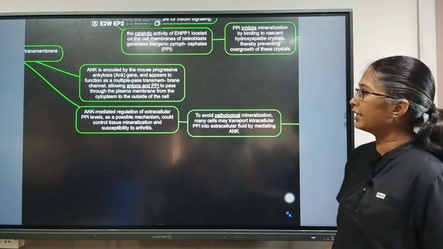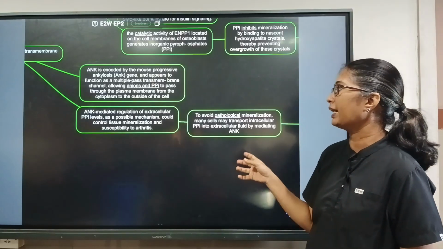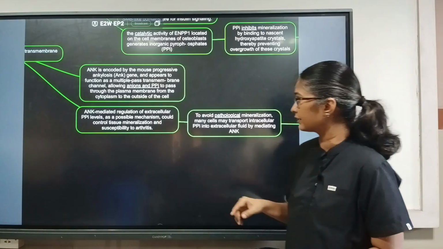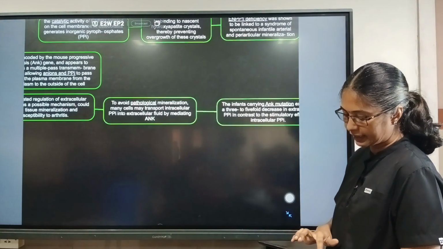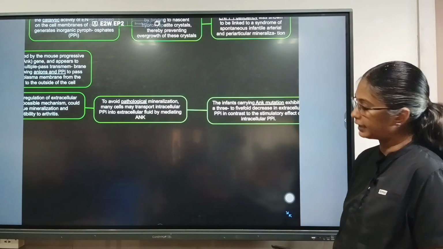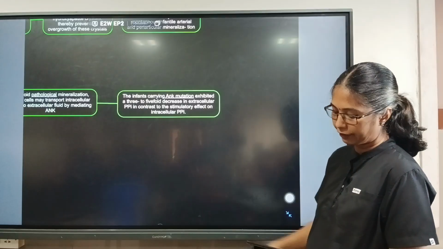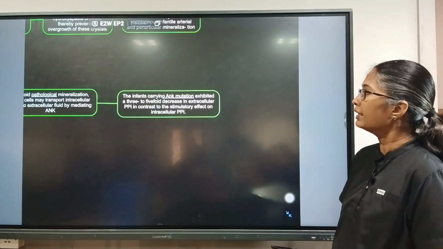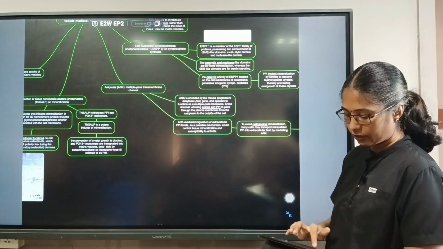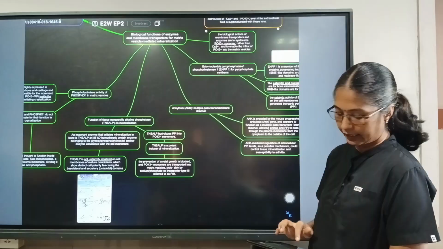ANK-mediated regulation of extracellular PPi levels is a possible mechanism which controls tissue mineralization and susceptibility to arthritis. To avoid pathological mineralization, many cells may transport intracellular PPi into extracellular fluid by mediating ANK. Infants carrying ANK mutation exhibited a 3 to 5-fold decrease in extracellular PPi, in contrast to the stimulatory effect of intracellular PPi.